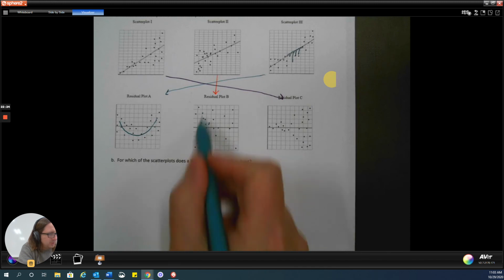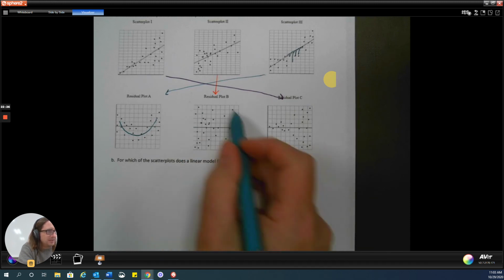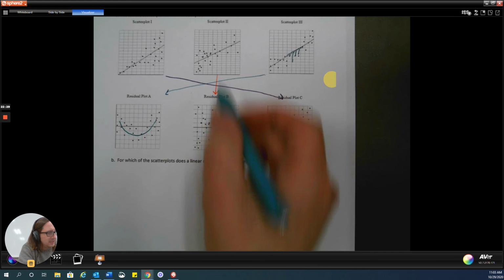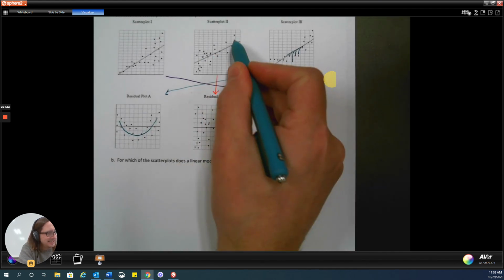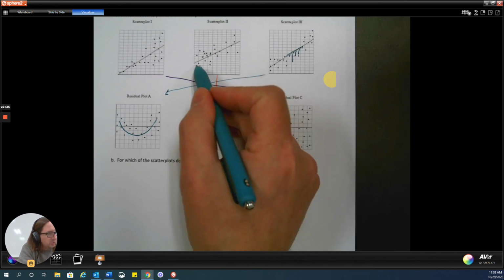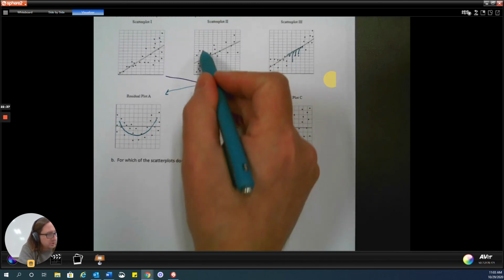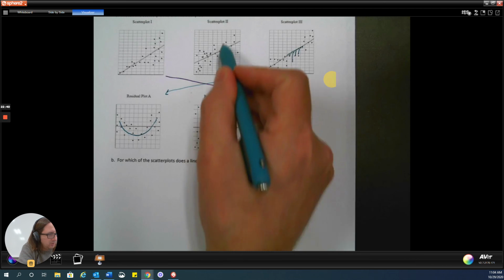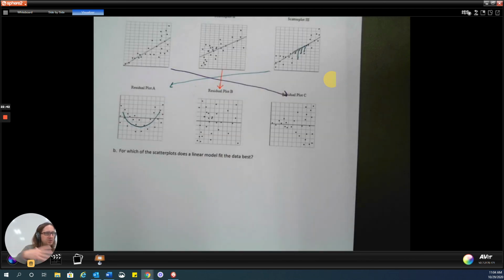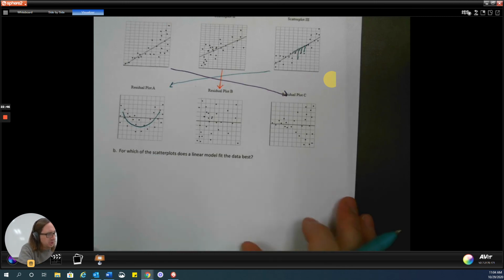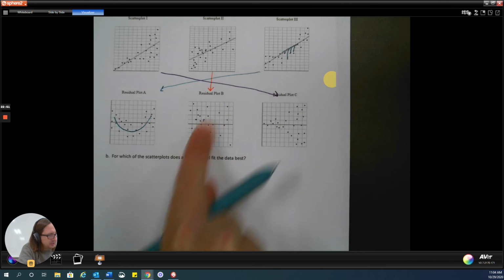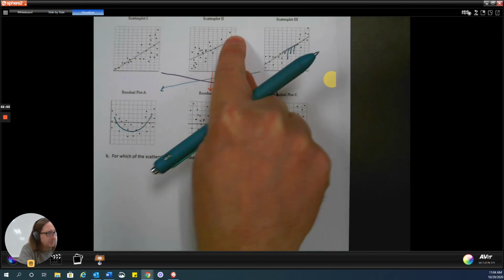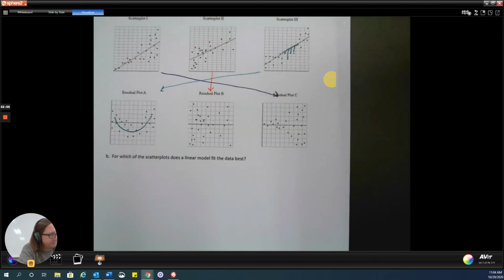So here, this is what I want to see. I want to see randomness in my residual plot, because if the model is fitting the scatter plot, it means that you're going through the middle of your data, and some points are going to be above and some points are going to be below. And it should be spread out. You shouldn't see a pattern. So this one right here, that's pretty good. This means a linear model was a good fit.